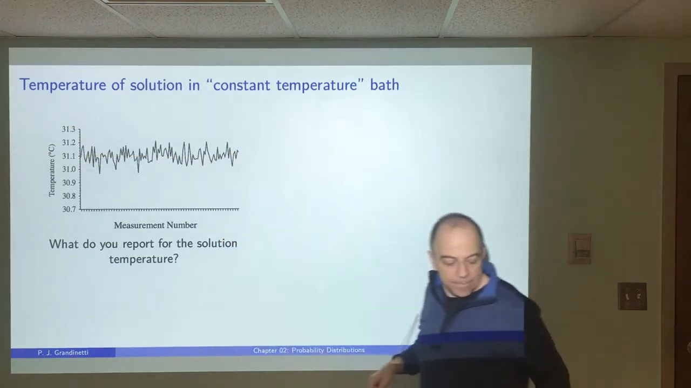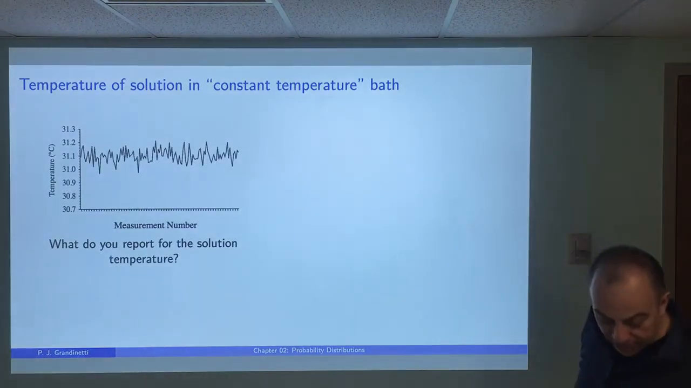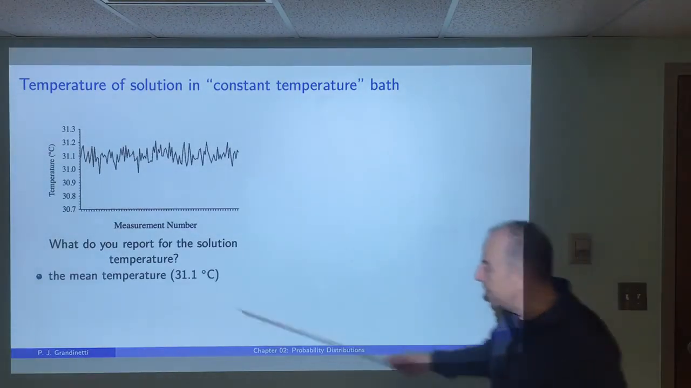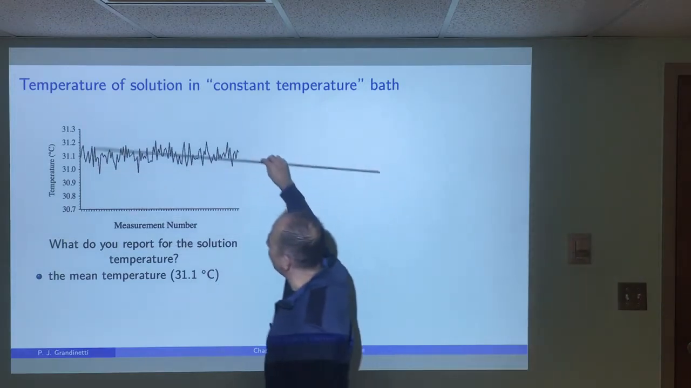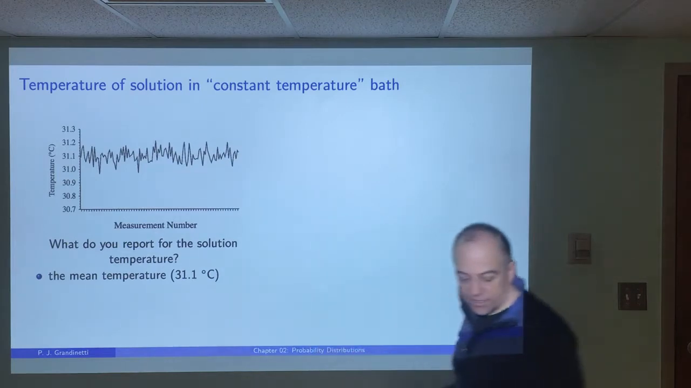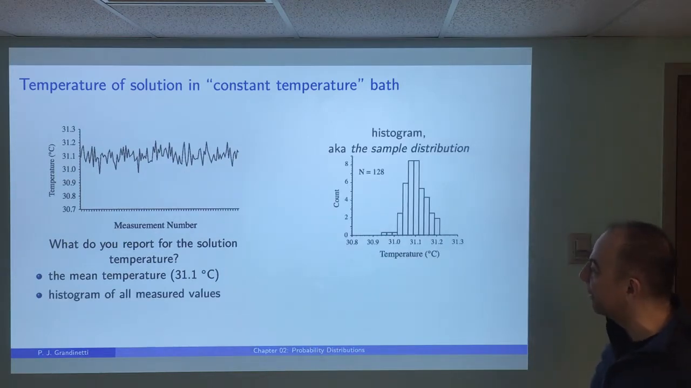measurement. Now, if you wanted to report that to others or write it into your lab book, one thing you could just write down was the mean temperature was 31.1. But if you wanted to capture this variation, this width that was taking place during the measurements, then you could do what's called a histogram of all the measured values.